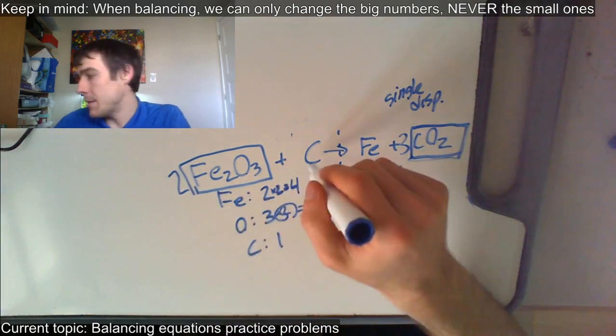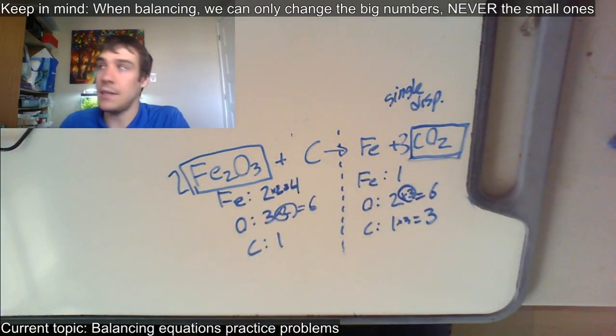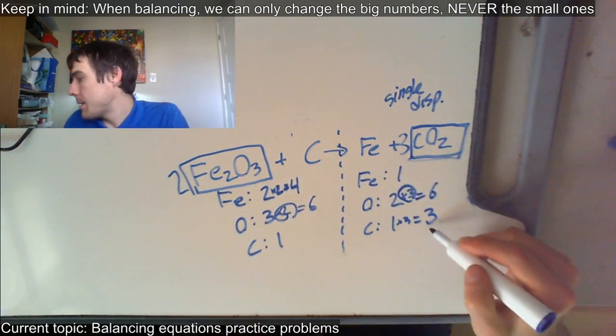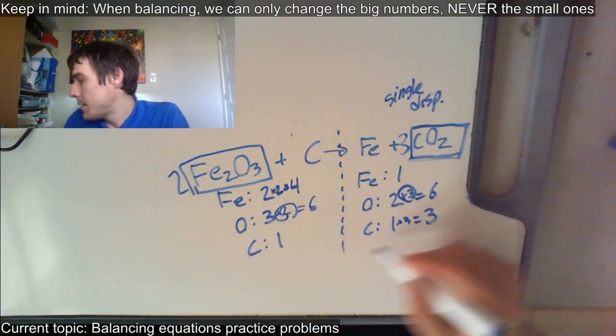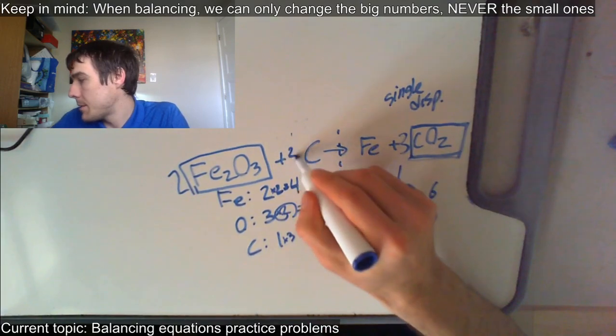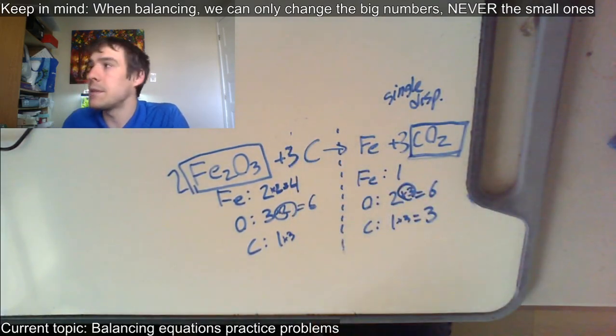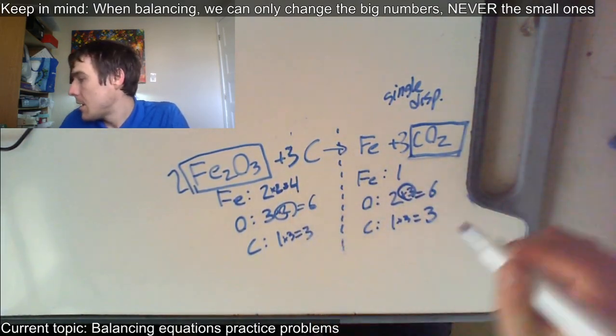Remember that since carbon's by itself and iron's by itself, they're very easy to fix now. We have 3 carbons on this side. We have 1 carbon on this side, but it's by itself. So to get 3 of them, you just multiply it by 3. You just throw a 3 in front of there, and you've got your 3 carbons.